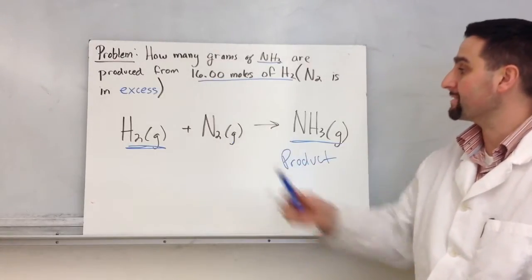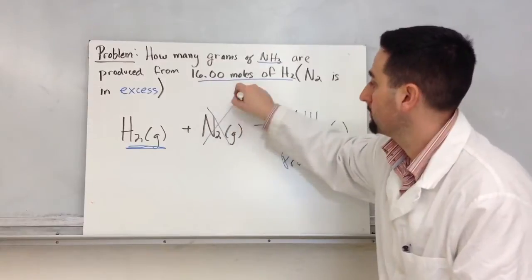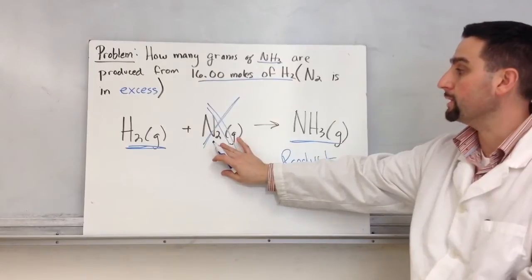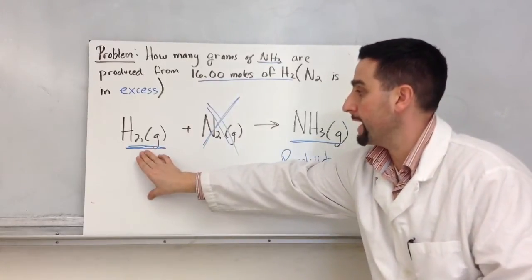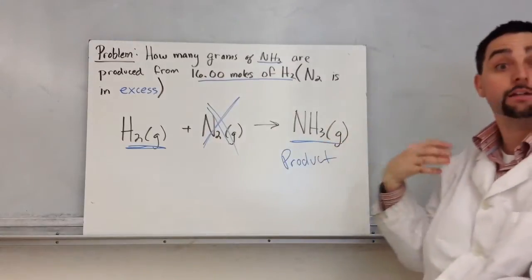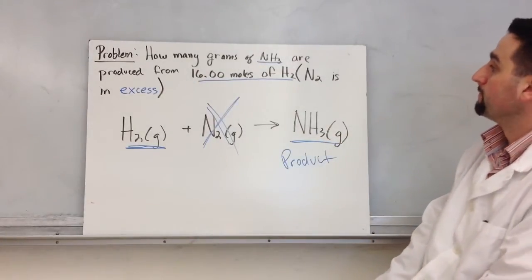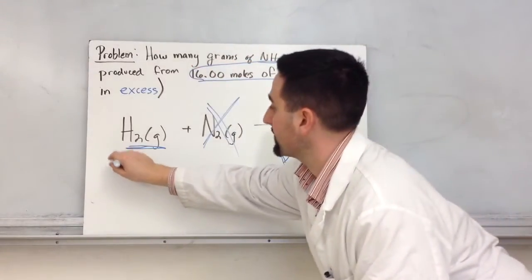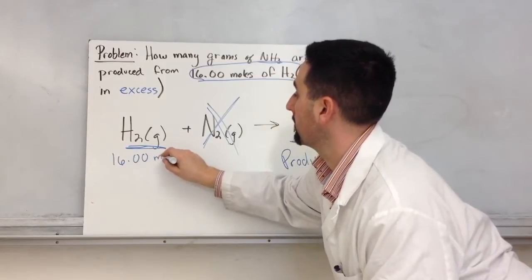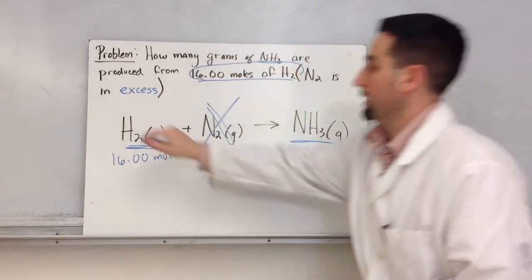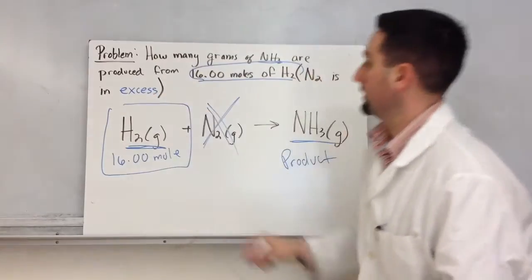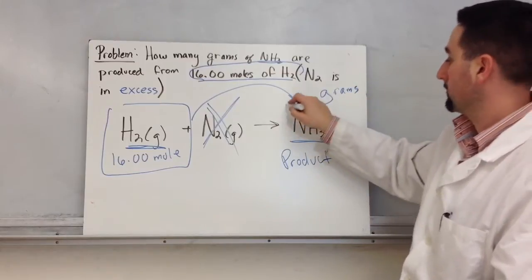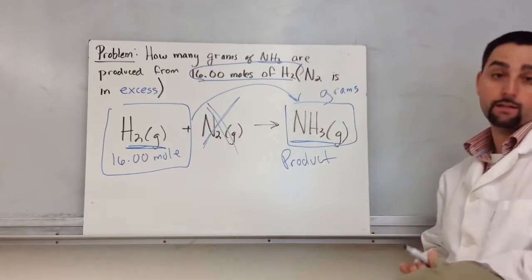So when anything is in excess, don't use it. You know this will never run out. You're really concerned about the amount of hydrogen you have and how much ammonia that's going to produce. Okay? So here's our given amount, right? So we start off with 16 moles of H2. And what the question is asking is how many grams of ammonia is that going to produce?